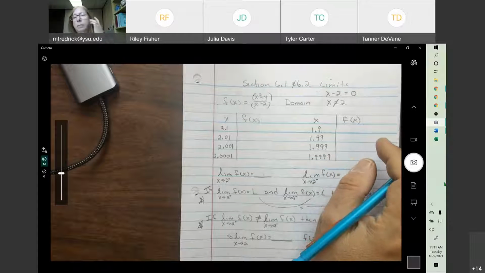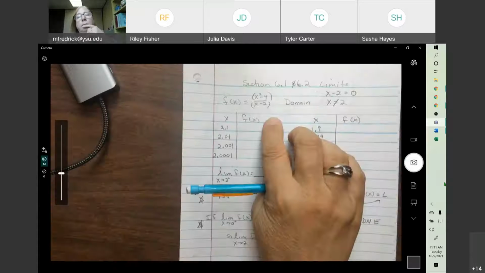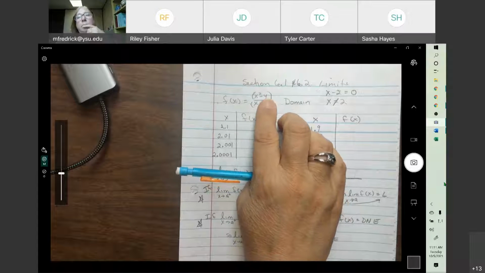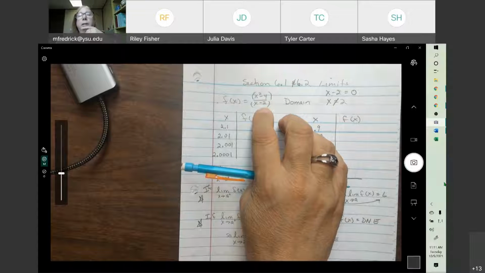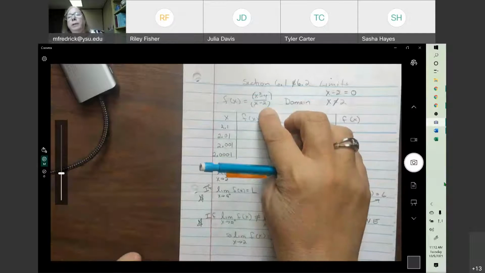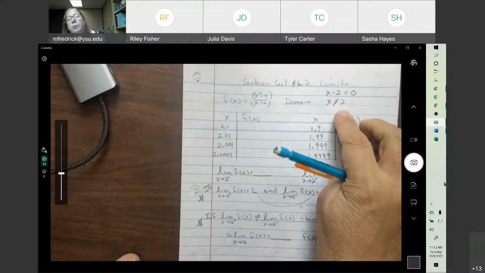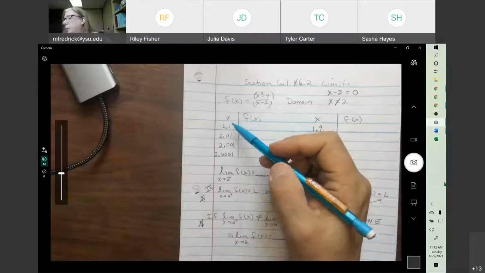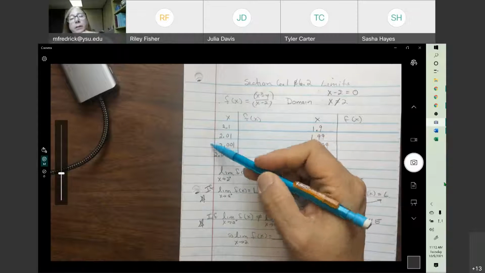Is problem 1 just f of x equals and then the fraction? Yeah. Okay. So if we had this problem, we know that x cannot be 2. So one thing we could do is find out what happens from the right and the left. As we get close to 2, what happens? And so one way of doing that is plugging in values.